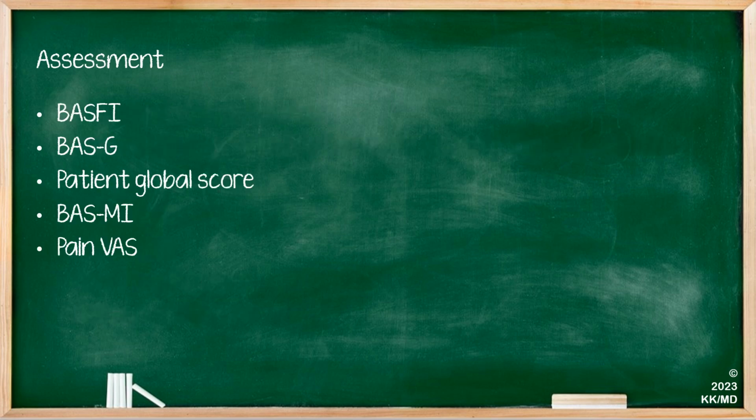Other scores include the BASFI, which is a functional index, the BAS-G, which is a global score, and the patient global score, BASMI, which is short for metrology index, which looks at other aspects of clinical pain and spinal involvement, as well as a pain VAS as well.